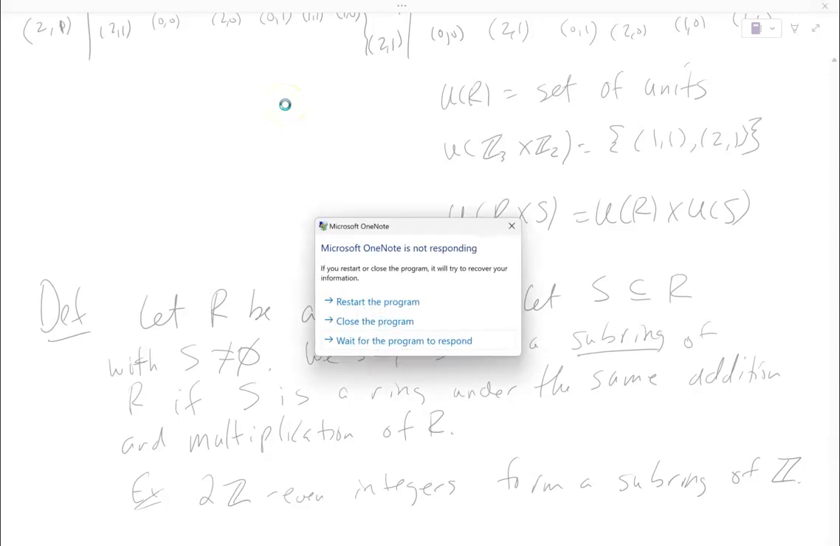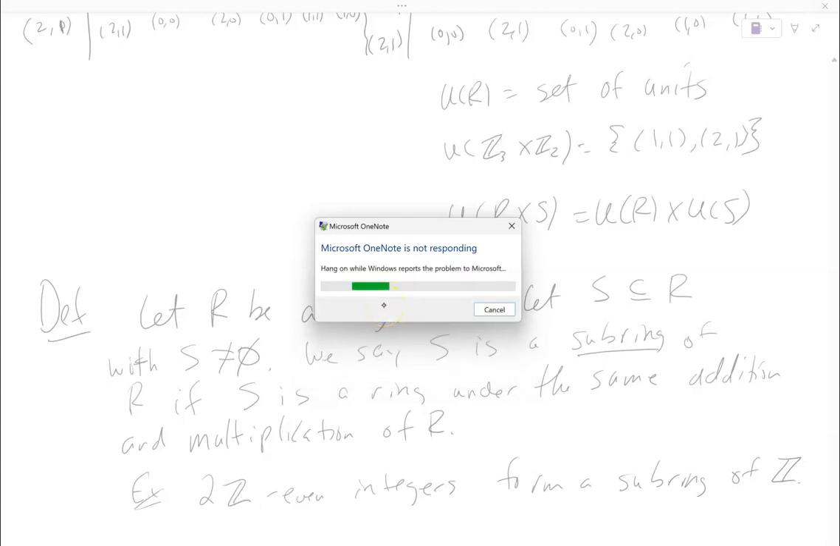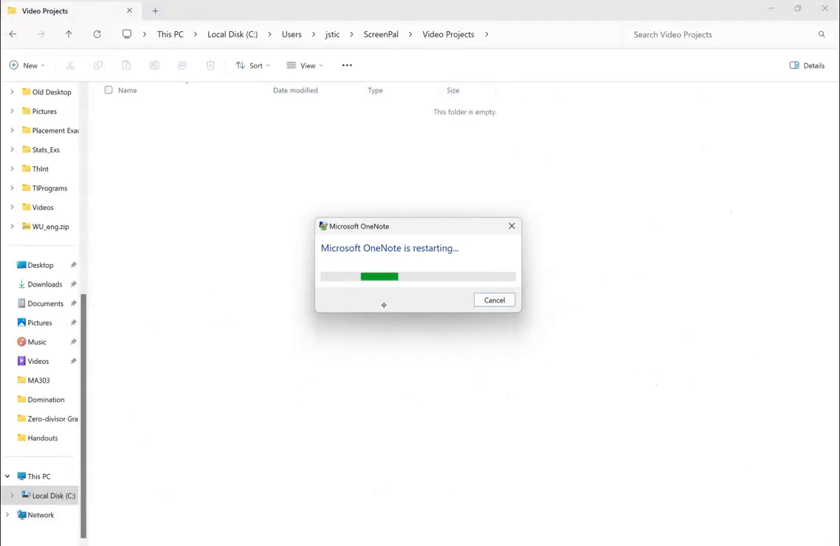Why is this being such a pain today? I don't know why one is causing so much issues. Restart. Hang on. No, I don't want to hang on. I want you to reopen.